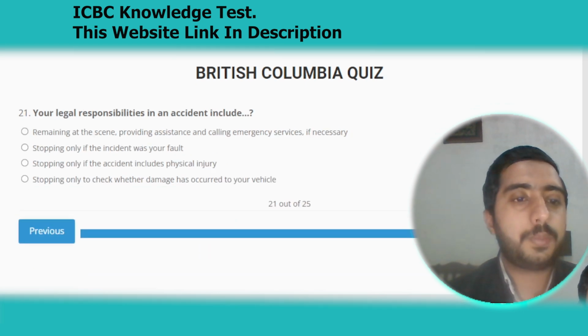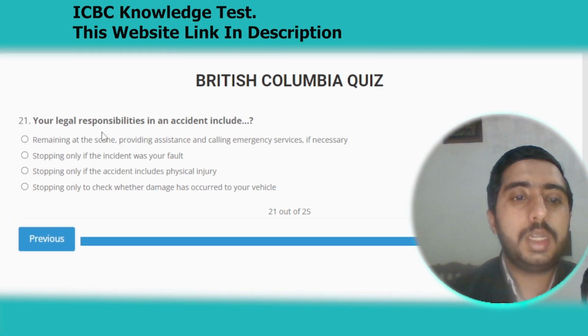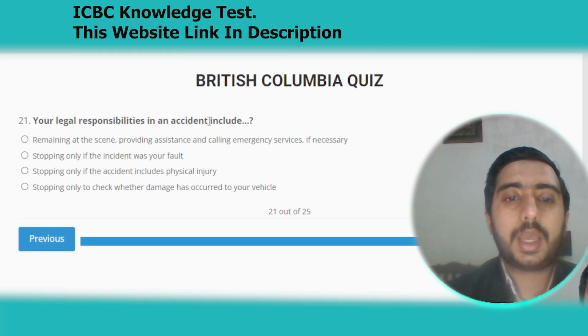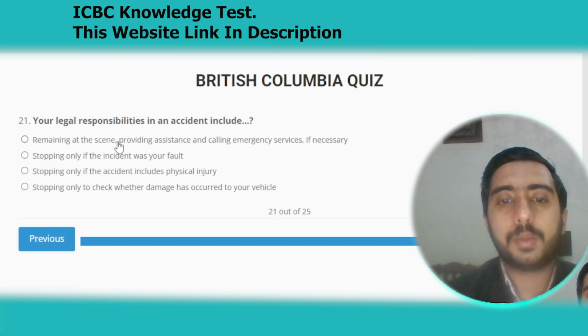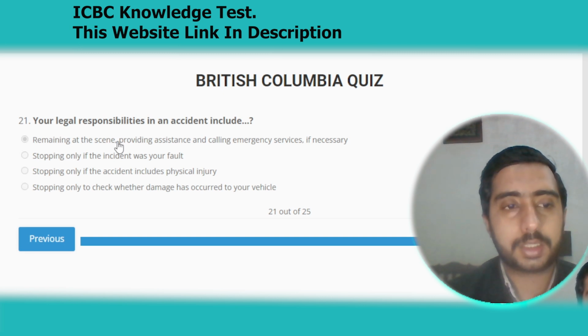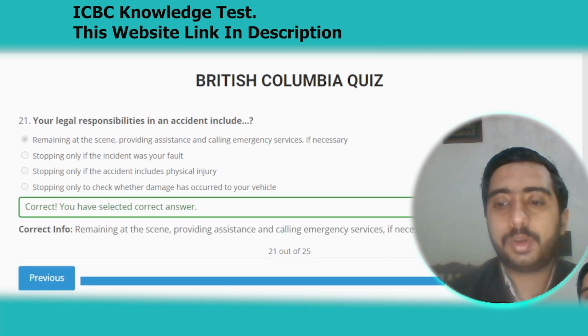Next question, question number 21. Your legal responsibilities in an accident include remaining at the scene, providing assistance, and calling emergency services if necessary. Option A is the correct one.